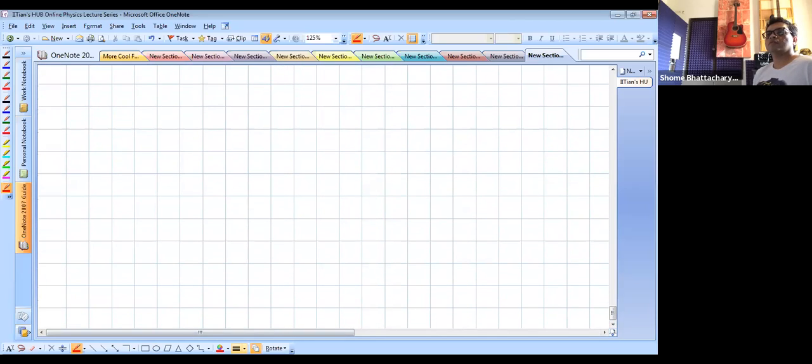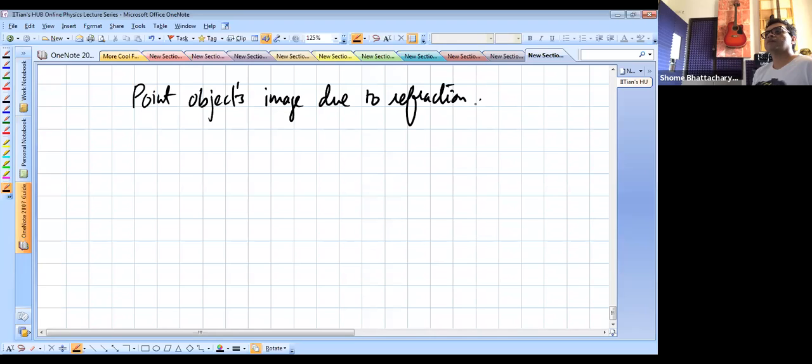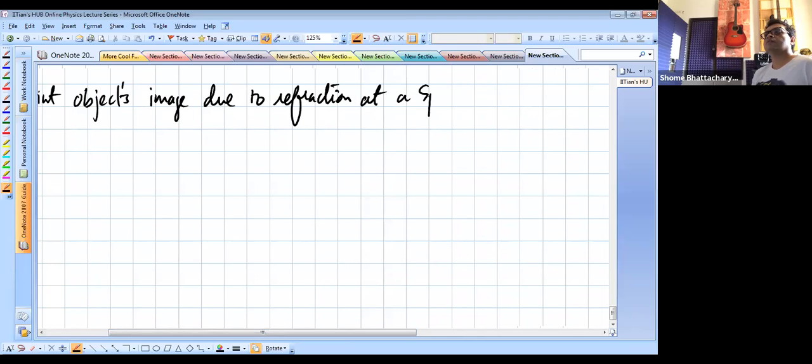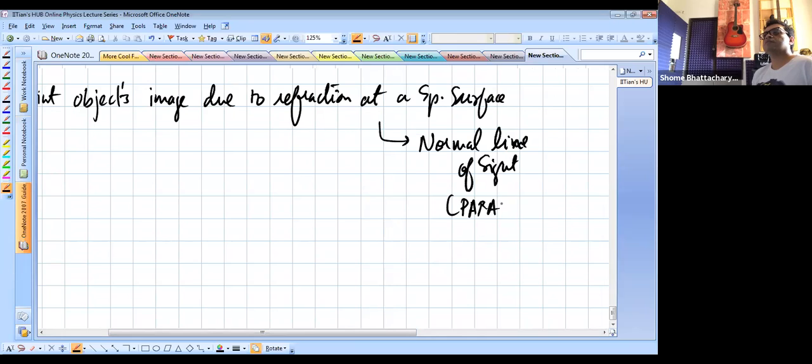So, point object's image due to refraction at a spherical surface. Okay. And again, this is from the normal line of sight. That means we will be considering only paraxial rays. Let's look at that kind of situation.